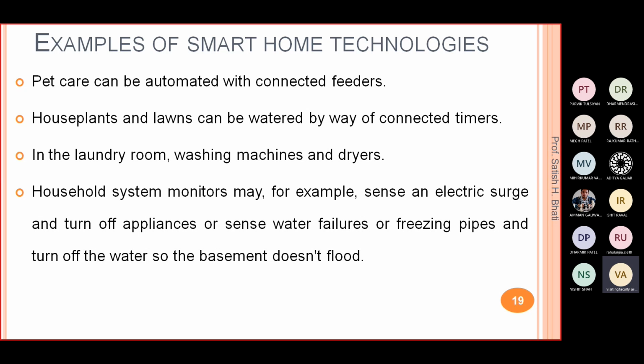Then household system monitors, you have the monitors, they may sense electric surges, like if some kind of short circuit happens, right? So they will sense that, and they will turn off the appliances immediately. They will also sense if some water failure is there, so they will freeze that particular pipe and turn off the water supply, so that your house will not be flooded, right?